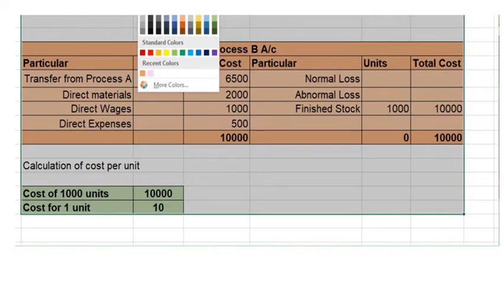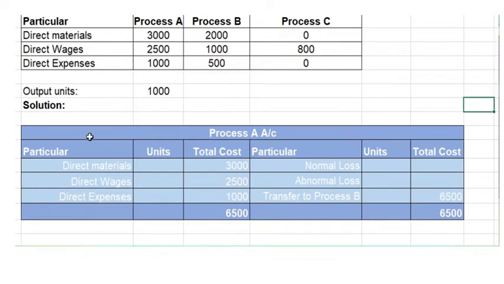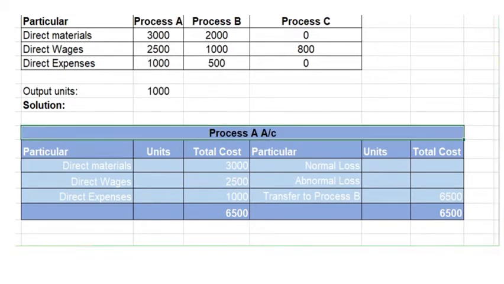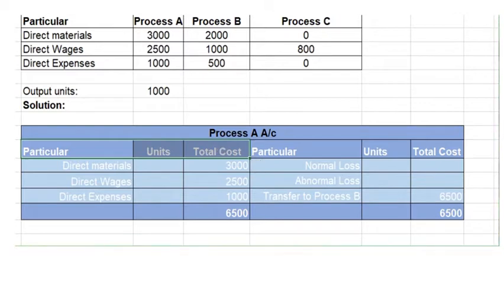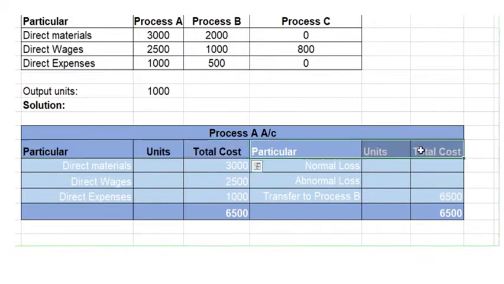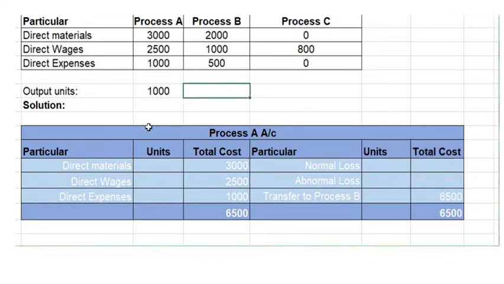I will hide it first. So we have the format for process. So first is process A account. We have to put the T first. So you have to put this and right side. First left side particulars, units and cost, a central line in the T, then particulars, units and costs. So what are those things that are to be put in the left hand side?